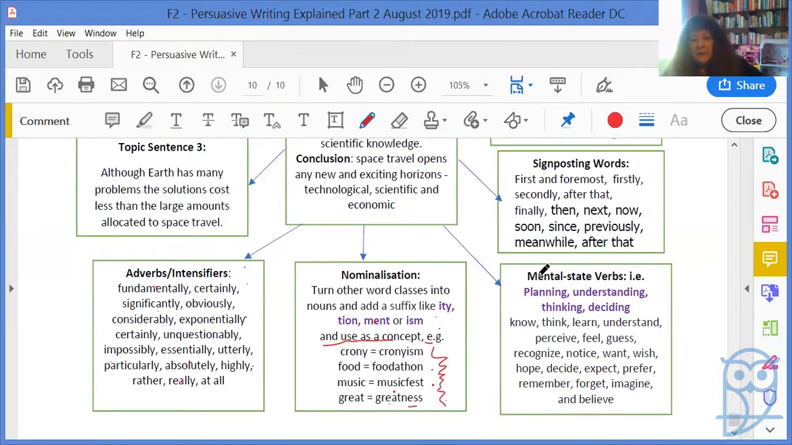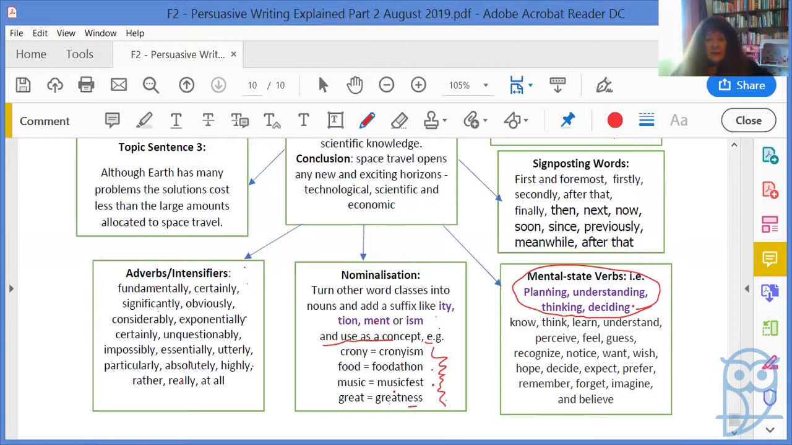And then finally, they've got the one they love calling mental state verbs. What on earth is a mental state verb? It's all to do with planning, understanding, thinking, and deciding. So all the words that you know that are part of that are known as mental state verbs. For example, know, think, learn, understand, feel, guess, hope, expect, decide, remember. So they're words you've been using all along, but you probably didn't know they were called mental state verbs.